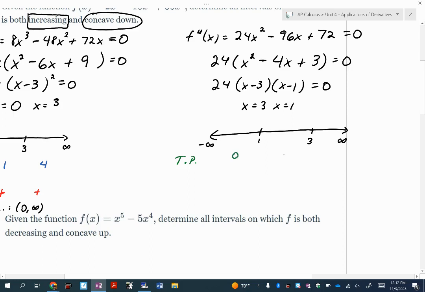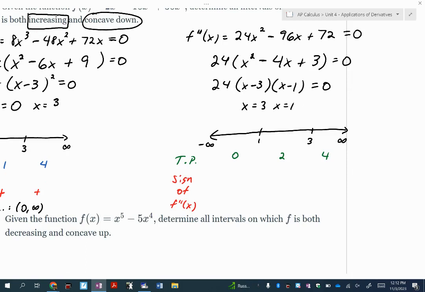0. 2. Anita, we narrowly avoided it. Right? We almost had your question, right? And then 4. Sign of the second derivative. I know I'm going fast, guys. I apologize. I'm trying to get this done so you can try one.